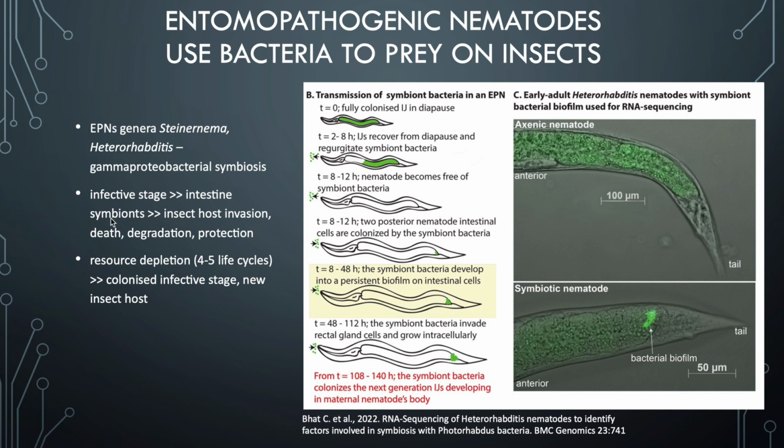When the nematode that is colonized with these bacteria invades the insect host, the bacteria cause death of the insect. They help to degrade the insect to provide food for the nematode and also provide protection against any other opportunistic bacteria that might come along and want to consume the insect. So once the insect is killed, and in this case it is a larva of a beetle that's getting consumed, there are 4 to 5 life cycles of the nematode within that one dead body of the insect larva. And this is all happening in soil, of course.